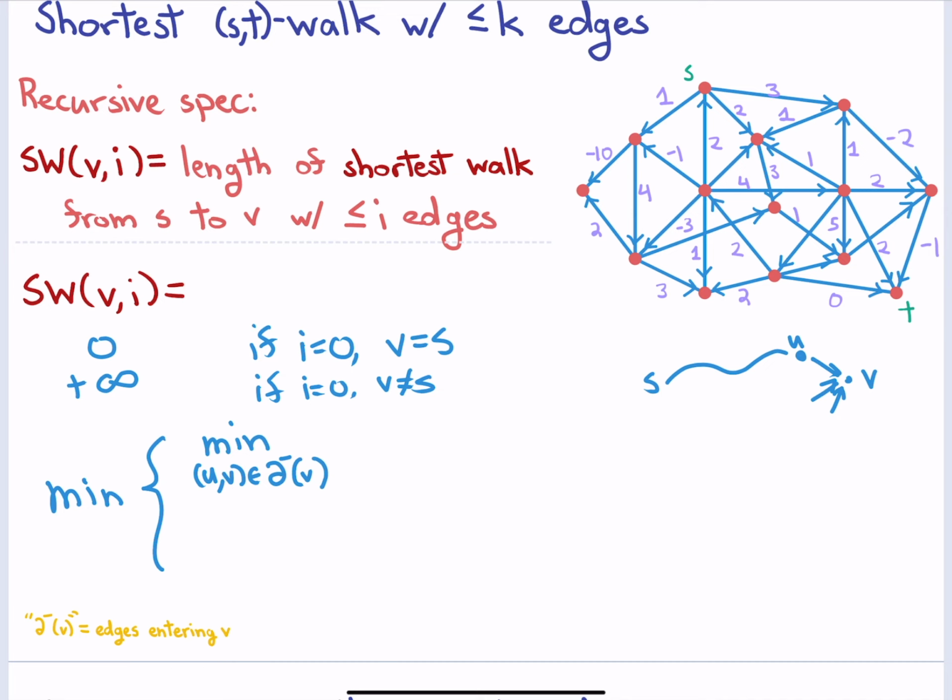So I'm taking a minimum over all the edges uv going into v. And recursively, how do I get from s to u in i minus 1 edges? Plus, I add the length of the edge from u to v. Right? Okay. All right, does that look good?